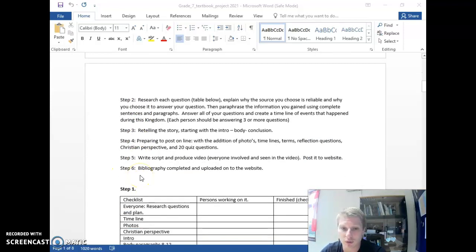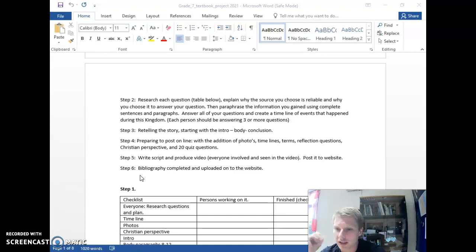Step number 2 is the research process. For each question table, I'll show it to you. You need to choose reliable sources, explain why you chose those, and answer the question. After you explain why it's a reliable source, maybe it's a primary source, you will then paraphrase the information that you learned from that document. So read it. This is all about research, gathering the information from that primary source. What does it tell you? What information in your textbook is coming from this project?